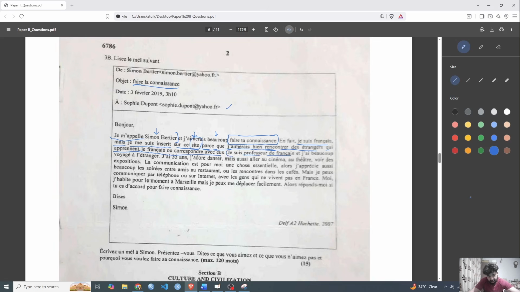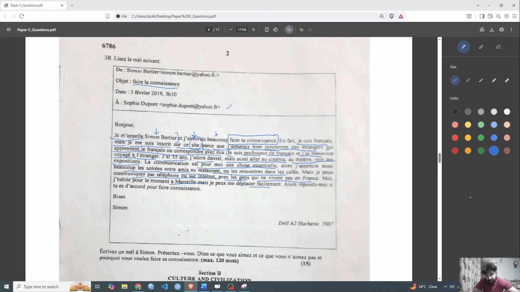And he is mentioning that he is Francis, and he is a professor, and he likes to travel and to foreign lands. He's 35-year-old, dances, goes to cinema and exhibitions and theater. So he's also mentioning that communication is essential to him, and he likes to communicate. Then he's saying that he also goes in evening with his friends to restaurants and to the cafes. Then he is also mentioning that he would like to talk to anyone who's not in France over call. That is fine with him.